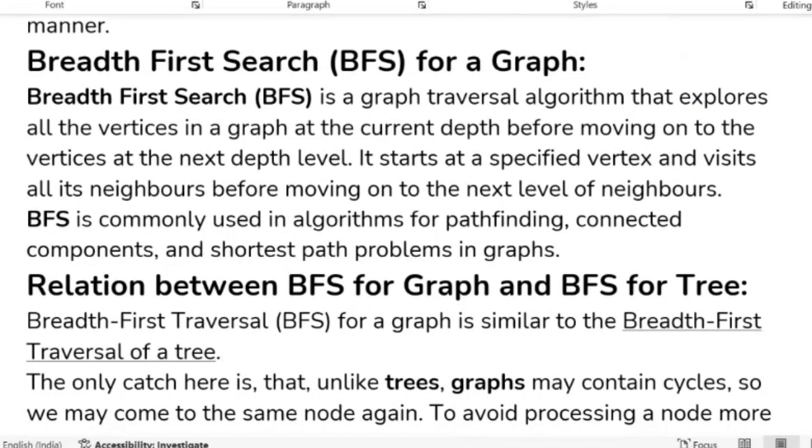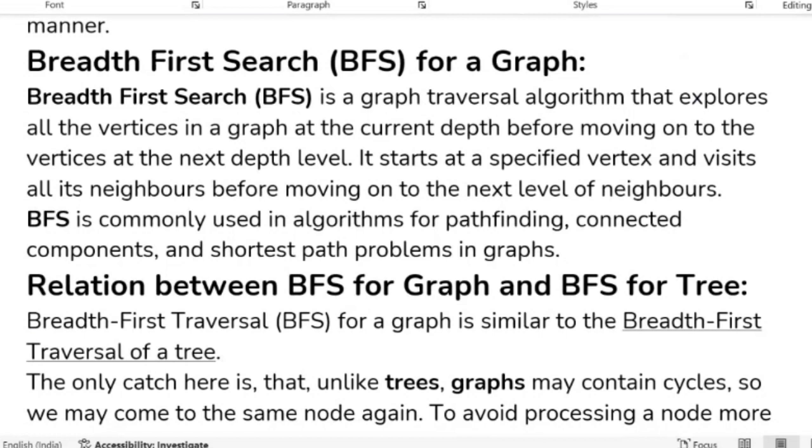So we start with what is breadth first search. Breadth first search is a graph traversal algorithm that explores all the vertices in the graph at the current depth before moving on to the vertices at the next depth level. It starts at a specific vertex and visits all its neighbors before moving on to the next level of neighbors. BFS is commonly used in algorithms for pathfinding, connected components, and shortest path problems in graphs.